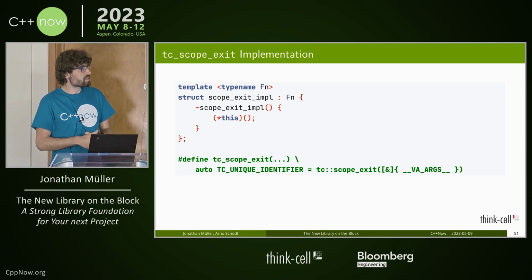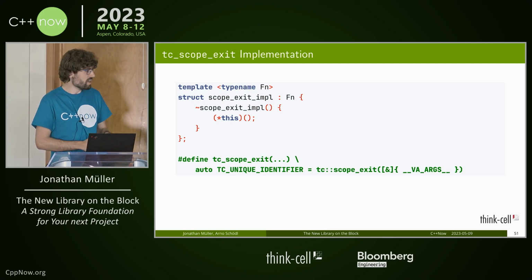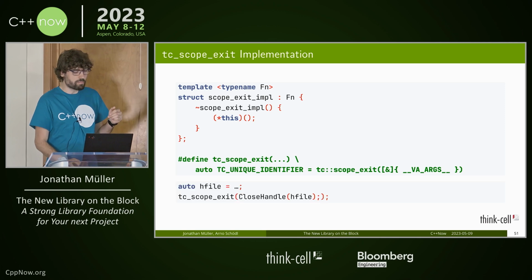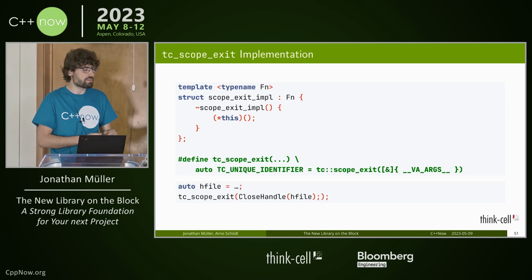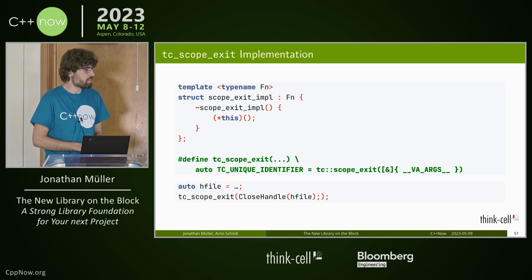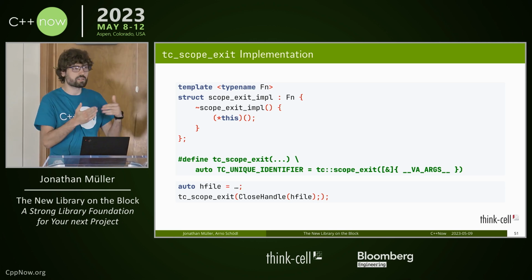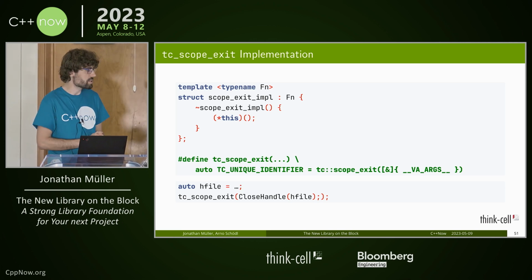A simple implementation looks like that. So we've got a tag type which just invokes the function in its destructor. And then we've got a lambda which creates an object of that type. But this macro has a different syntax. You have to use round braces, round parentheses inside the macro, which isn't ideal if you've got many statements you want to execute at scope exit. This goes back to we want to keep the macro as small as possible.